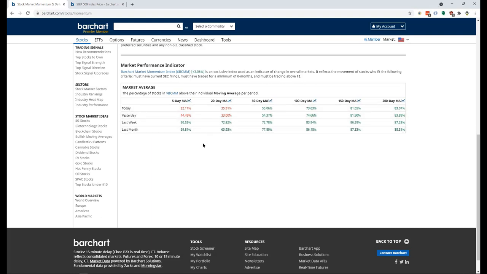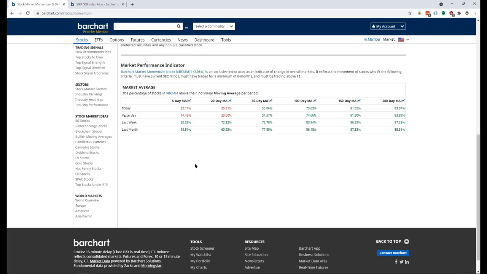So today, if you can look at it, today only 22% of the stocks are trading above their moving average. I mean, only 78% are trading below. Only 22% are trading above. Barchart again gives you a green light and a red light signal. A green light is anytime the market is trading above 50%, and the red light is when it's trading below.